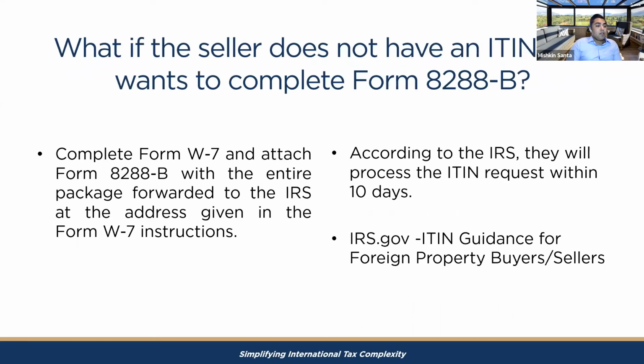Okay, what if the seller does not have an ITIN and wants to complete the Form 8288B? Well, what you do is you'll complete the Form W7 that I mentioned earlier for the 8288A. You'll attach that with the Form 8288B and all the items that I just talked about for substantiation. And then there's an address that you'll send that to in the W7 instructions.